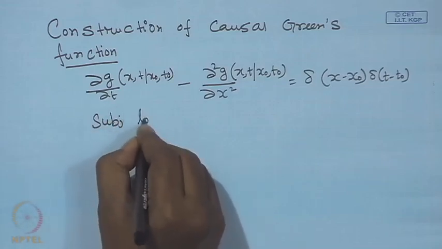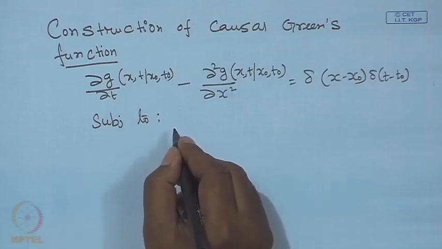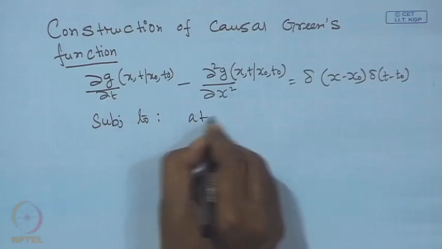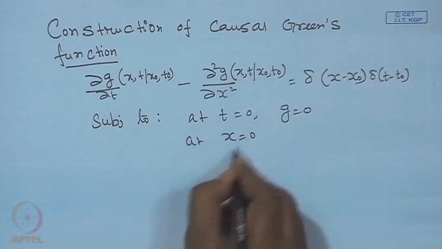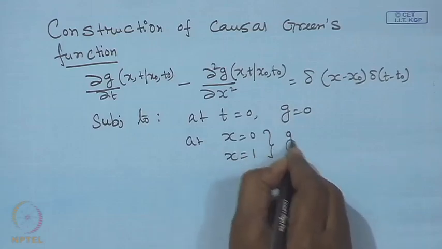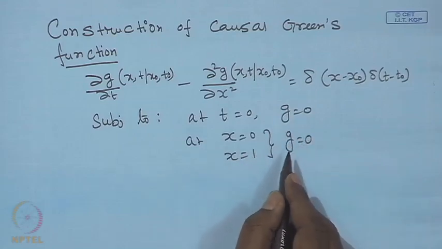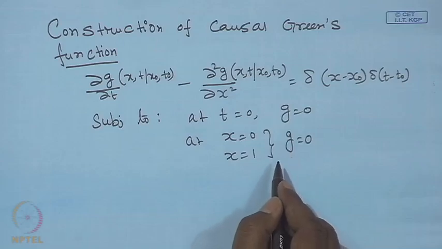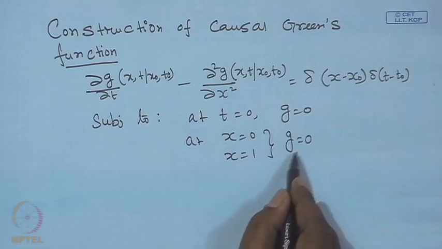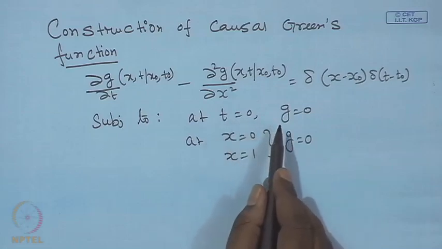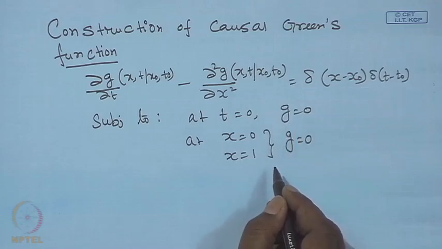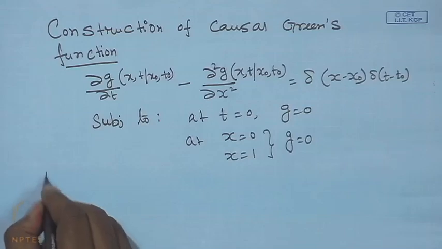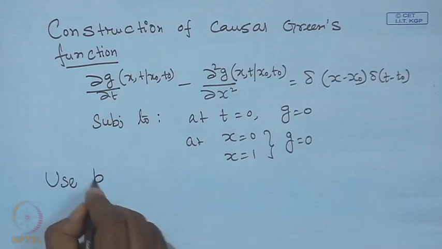So, that was the condition of formulation of Green's function: at t equal to 0, g is equal to 0, at x is equal to 0 and at x is equal to 1, g is equal to 0. Since we had initial conditions and boundary conditions as Dirichlet, but non-homogeneous in the original problem, the boundary conditions are made to be homogeneous. The initial condition was non-homogeneous, so it has to be made homogeneous as well. Now, what we do? We use partial eigenfunction method to solve this problem.